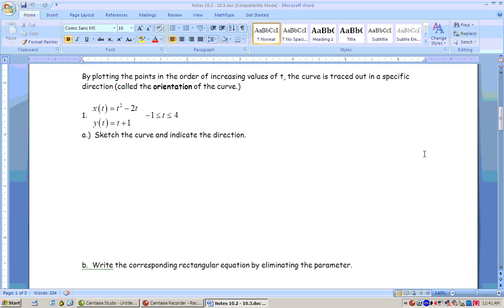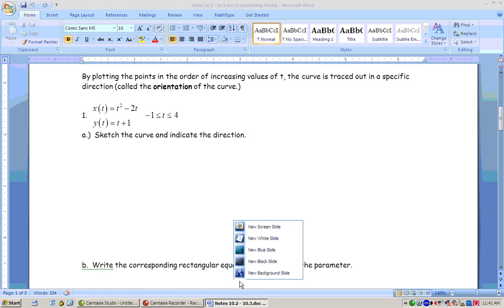By plotting the points in the order of increasing values of t, the curve is traced out in a specific direction, and that's called the orientation of the curve. That first example was just an example of how you can change a regular equation into a parametric equation. Most of the time, they're going to give you a set of parametric equations, x of t equals and y of t equals. A lot of times, they'll give you a range of t values to deal with.